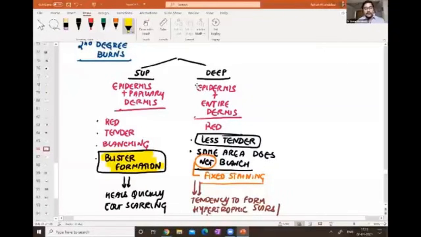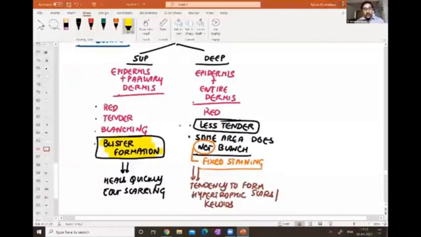Deep burns involve the entire epidermis plus dermis. They are red, less tender. The entire area does not blanch, and they tend to form hypertrophic scars and keloids. I've already told you about 3rd and 4th degree burns.